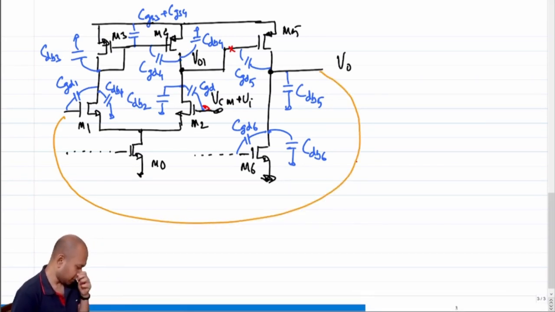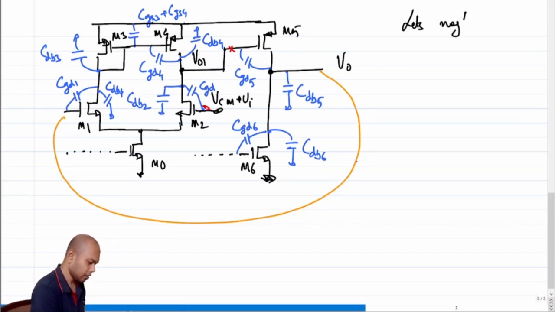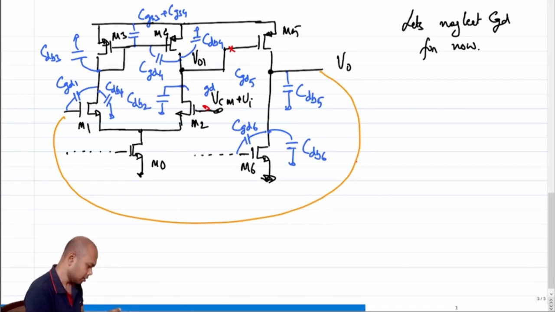So let's start off with the easier ones. So first, let's assume that we neglect the CGD, right? That's what we have been doing till now. So let's neglect CGD for now. We'll come back to CGD later, right? So let's neglect the CGD capacitances. Okay, so let's keep this CGD capacitance for the moment, and I'll try and make a point.